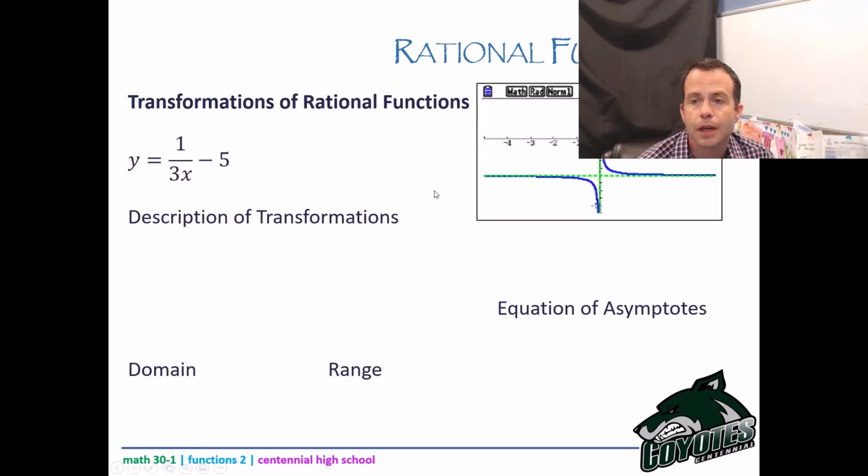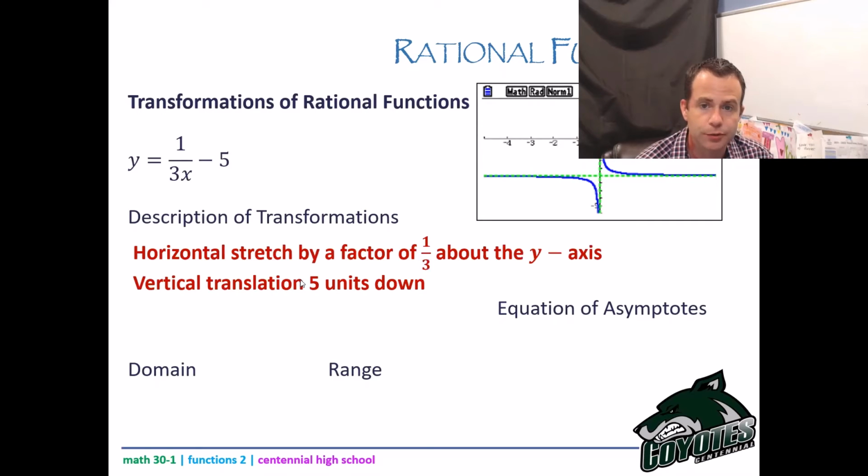And now the description of the transformations: I just said we have a horizontal stretch by a factor of 1/3 about the y-axis and a vertical translation 5 units down. So I wrote it as a horizontal stretch this time because it was attached to the 3. If you wrote it as a vertical stretch, because I told you 30 seconds ago that we're only going to deal with A, I'm happy. It's okay. Don't freak out. All is well.